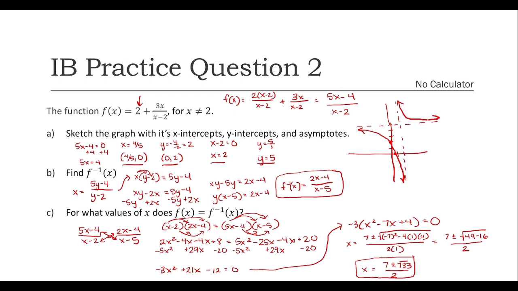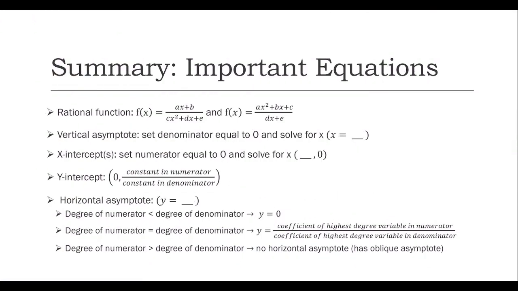So in summary, our rational function is when f of x equals ax plus b over cx squared plus dx plus e, and when f of x equals ax squared plus bx plus c over dx plus e. To find our vertical asymptote, you set the denominator equal to 0 and solve for x. To find your x-intercepts, you set your numerator equal to 0 and solve for x. For your y-intercept, it'll be 0, comma, the constant in your numerator divided by the constant in your denominator.